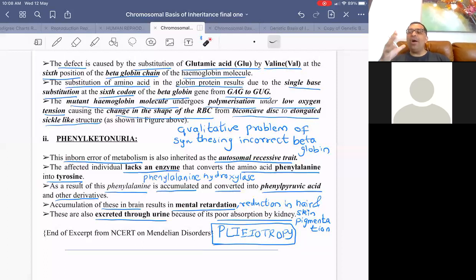So, nice points we read. These are all Mendelian disorders. And now we study the best part of the chapter, pedigree analysis. Super points, listen carefully.